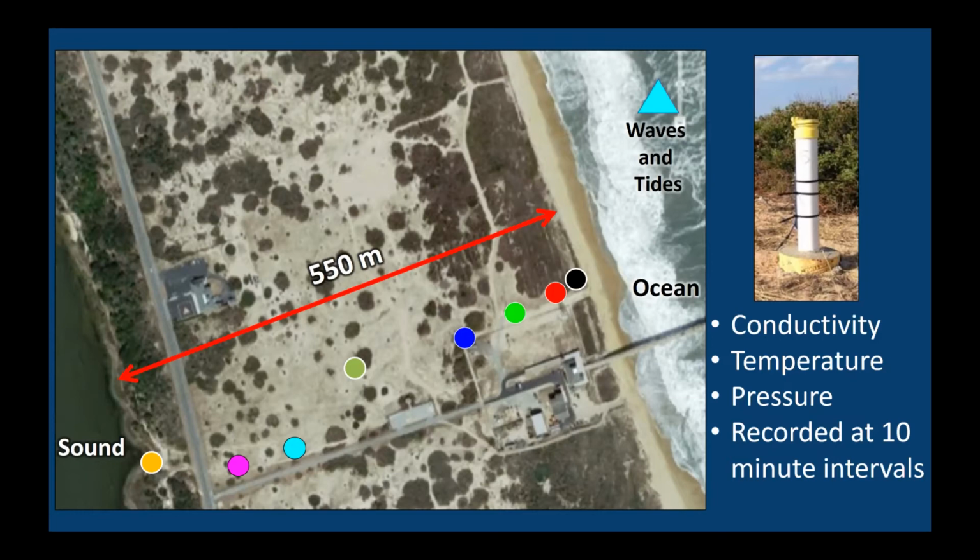And in this aerial image, the colored circles indicate locations where we're taking groundwater measurements. The wells measure conductivity, temperature, and pressure at 10-minute intervals. And this enables us to connect the changes that we're seeing in the ocean to the behavior in our groundwater wells. And you can see that by zooming in on a time series at these 4 wells closest to the ocean.